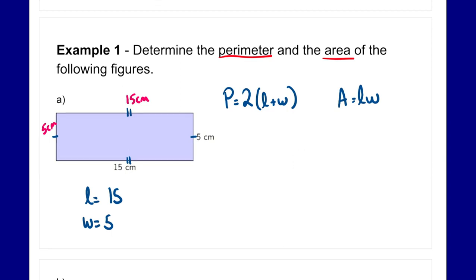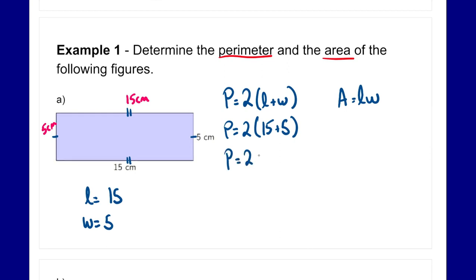So plugging these values into our formula for perimeter, right? So similar to what we did with equations, I'm just going to plug in a value for each variable. So instead of L, it's going to be 15. And instead of W, it's going to be 5. So P, or the perimeter, is equal to 2 times 15 plus 5.